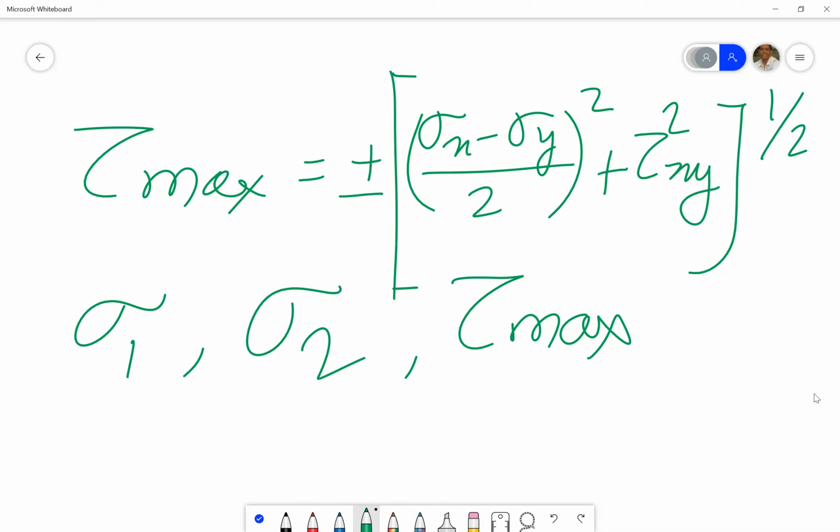So if you have any doubts before going to the three-dimensional state of stress, you can ask me here. Otherwise, I will switch to the three-dimensional state of stress. If you have questions, you can ask, or otherwise, I will go to the three-dimensional state of stress.